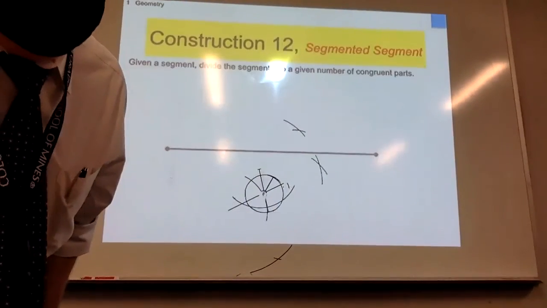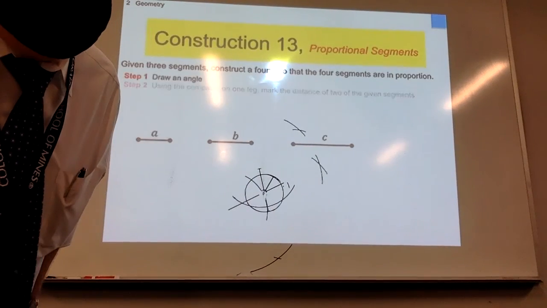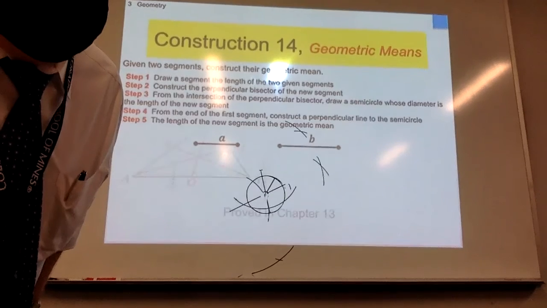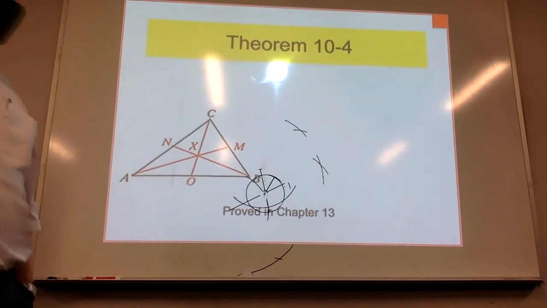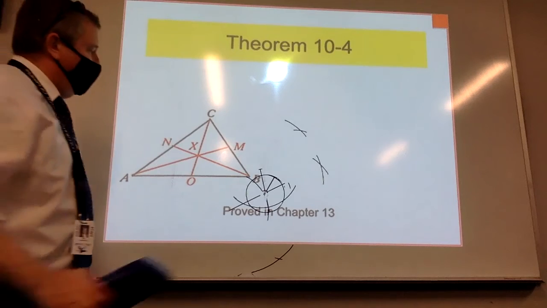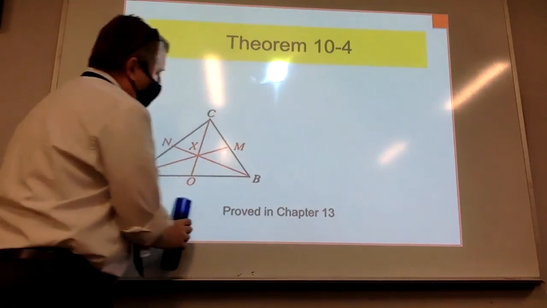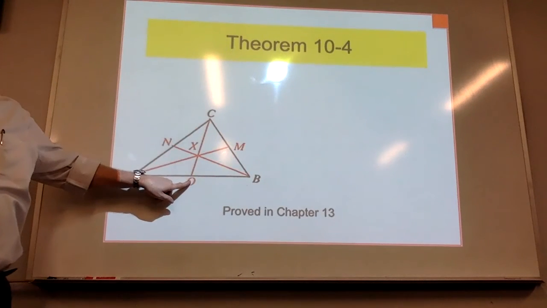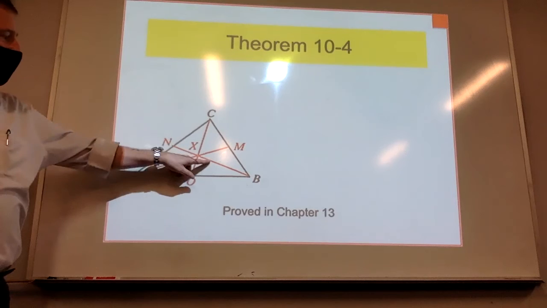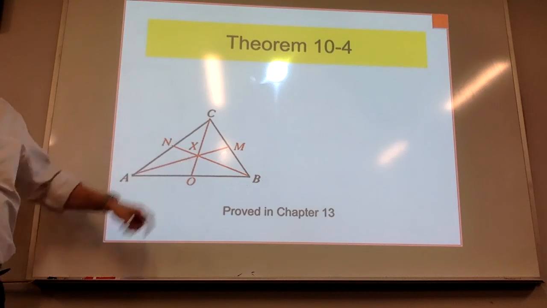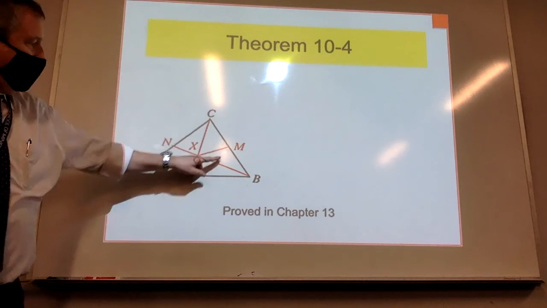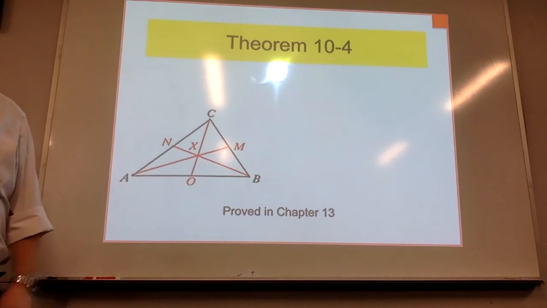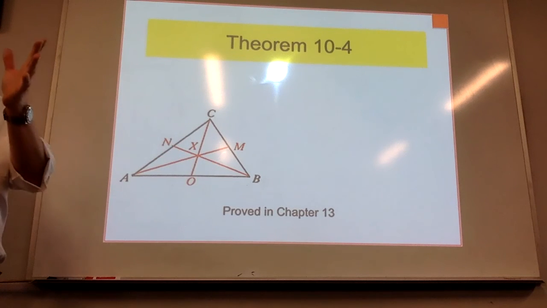I do want to go over the constructions 12, 13, and 14 tomorrow. We'll start off on that. I do want to go over the theorem for the centroid. McKinley, when you look at that, can you see that centroids are made by connecting a vertex to the midpoint of the opposite side? They all have a point of concurrency inside the triangle, and it breaks each one, CF, AM, BN, into two parts, a small piece and a larger piece.